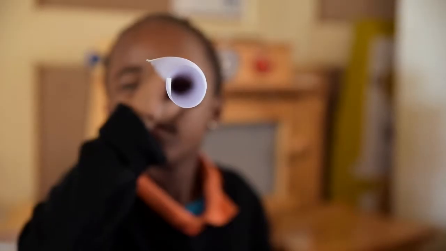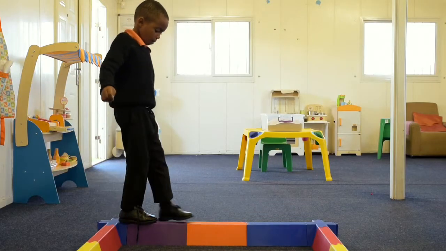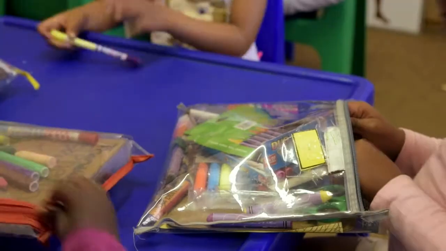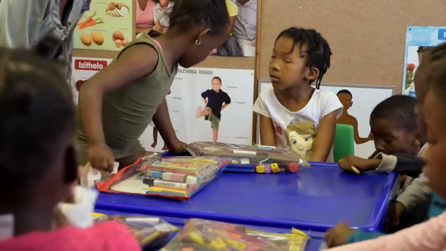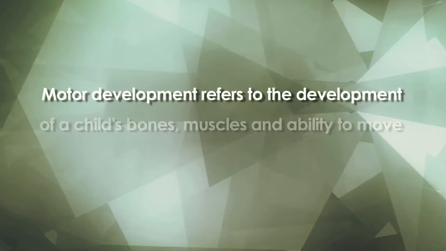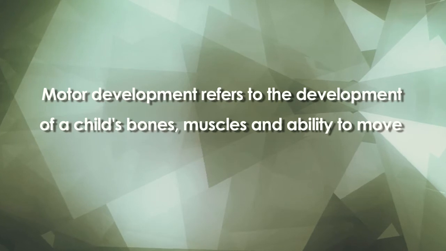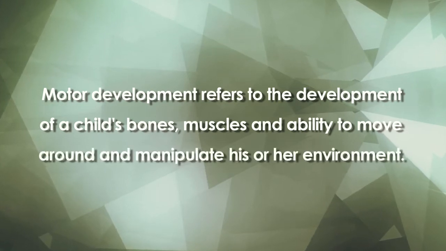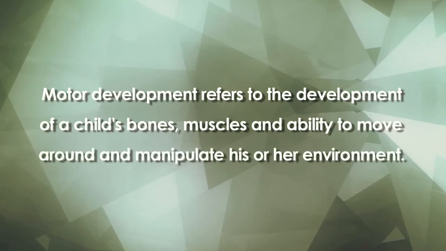Childhood motor development is one of the most foundational development outcomes that needs to be put in place for optimal learning at school. Join us as we explore motor development in terms of its different facets. Motor development refers to the development of a child's bones, muscles, and ability to move around and manipulate his or her environment. We visited some occupational therapists to gain a more in-depth understanding of some of the aspects of children's motor movements.